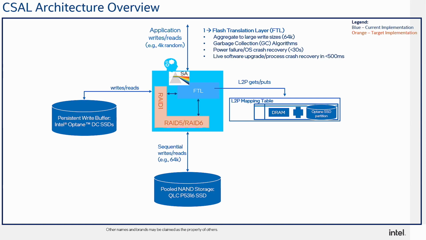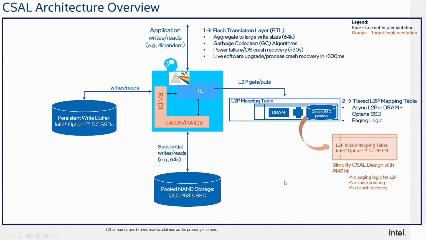So the FTL component here that I'm showing meets these constraints by landing writes on the Optane write buffer, merging small writes into large ones, and those writes are aligned, and then writing to NAND sequentially. So this results in 35x improvement versus raw QLC that Greg showed earlier. The FTL also implements garbage collection, crash recovery, and some of the specific DevOps cloud-related features like live software upgrade in less than half a second.